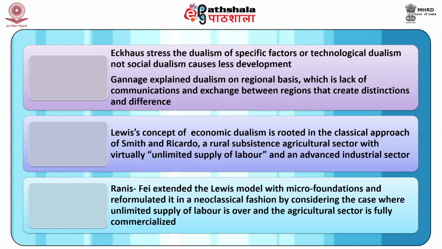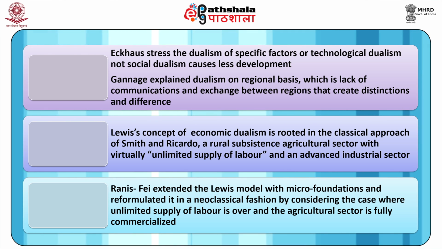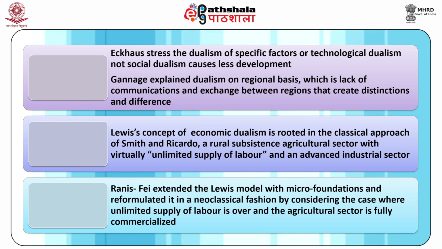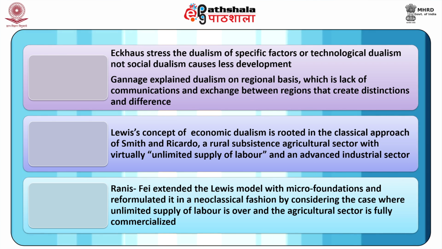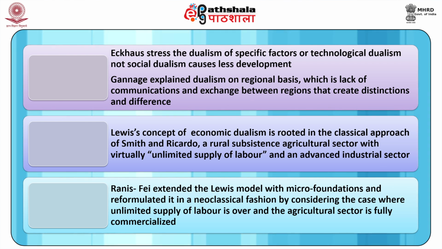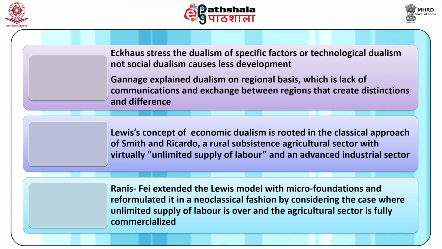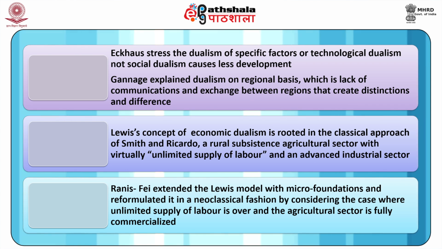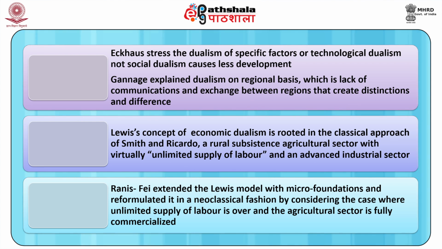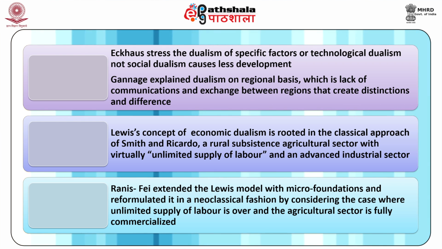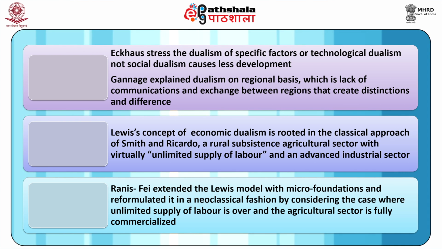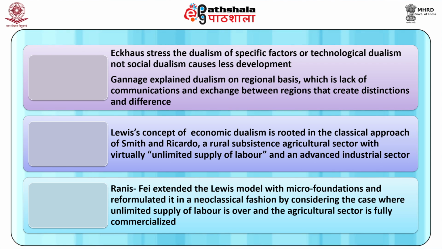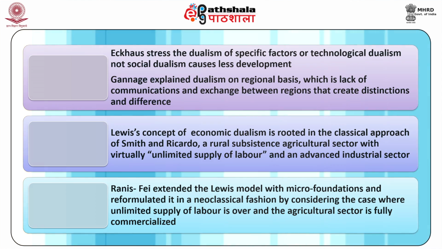The other concept is that given by Lewis in the form of unlimited supply of labor, which suggests that the underdeveloped country is divided into two sectors. One is a rural subsistence agricultural sector, which has unlimited supplies of labor, and the other an advanced industrial sector, which in time absorbs this unlimited supply of labor. Ranis and Fei extended the Lewis model with micro foundations and reformulated it in a neoclassical fashion by considering the case where the unlimited supply of labor is over and the agricultural sector is fully commercialized.